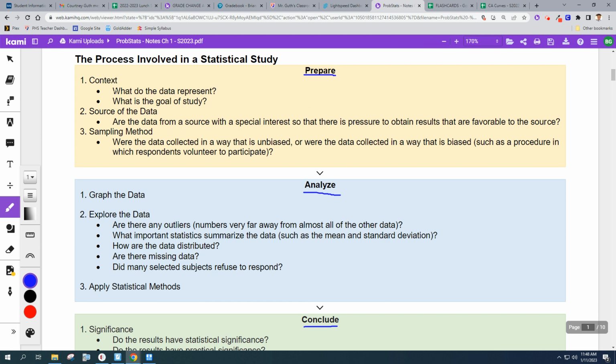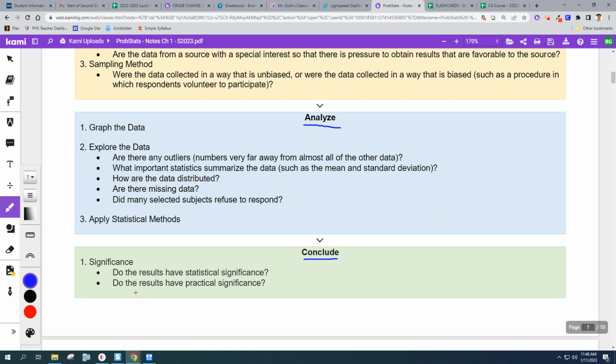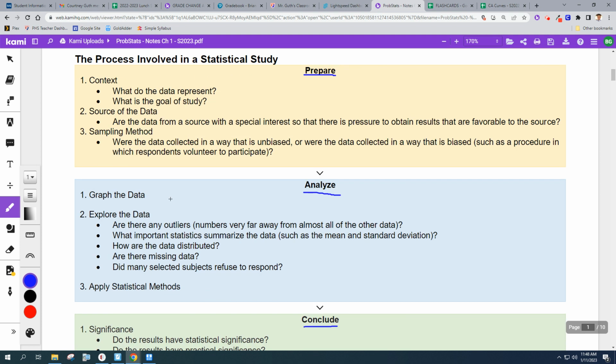Prepare has context, like what do the data represent and what is the goal. Source: look for bias and special interests. Sampling method: again, look for bias in the way that the data was collected. When we analyze, we could graph or explore the data and apply statistical methods. And then when we conclude, we talk about these terms: statistical significance and practical significance, which we'll define later.